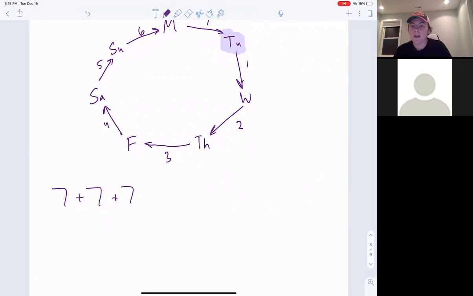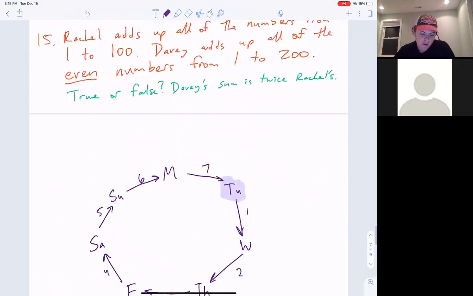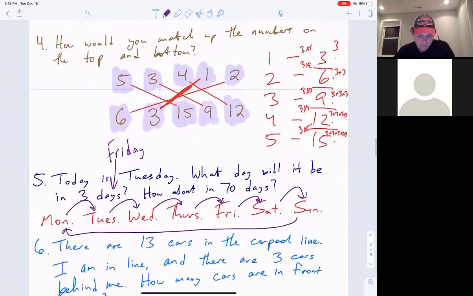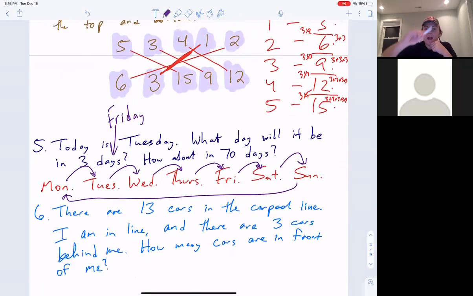So after 21 days, I'll be back at Tuesday. So what we need to figure out is how many times are we going to go around that circle before we get to 70 days. Well, 70, nicely enough, has a 7 right in it, which is sort of a hint at what's going on.